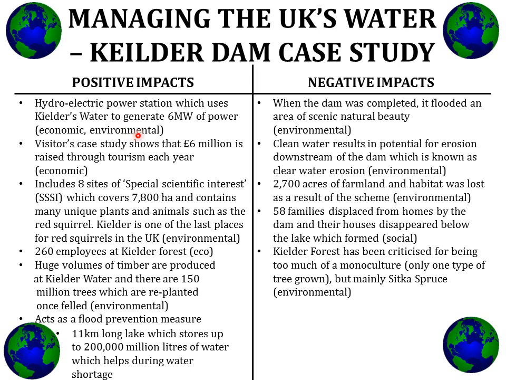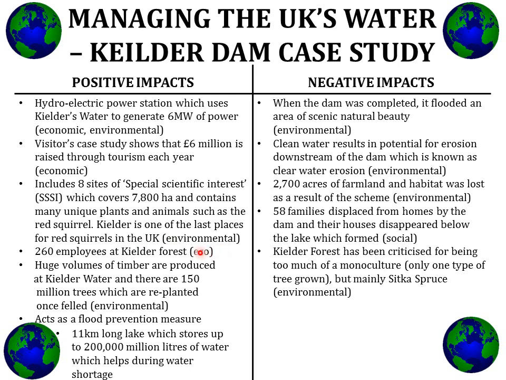CO2 emissions. A visitor case study shows that £6 million is raised through tourism to Kielder Dam each year, which is an economic factor. Obviously, there's more income being made. Kielder Dam includes 8 sites of special scientific interest, the SSSI, which covers 7,800 hectares. I think that's hectares. It was written in my book, and contains many unique plants and animals such as the red squirrel. Kielder is one of the last places for red squirrels in the UK, which is an environmental impact.